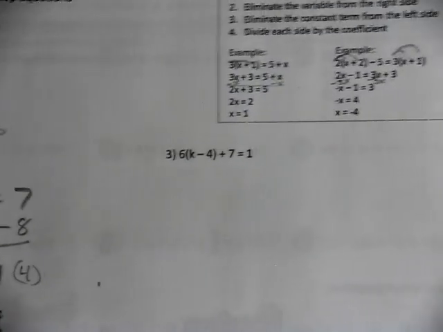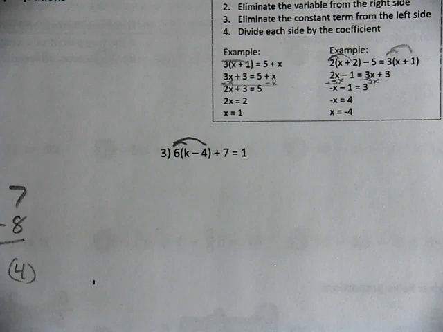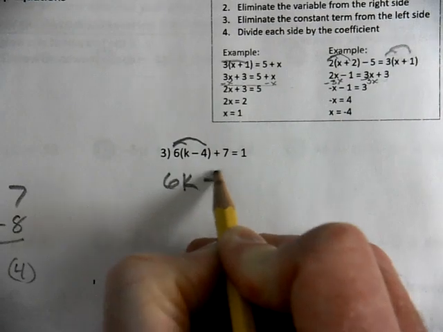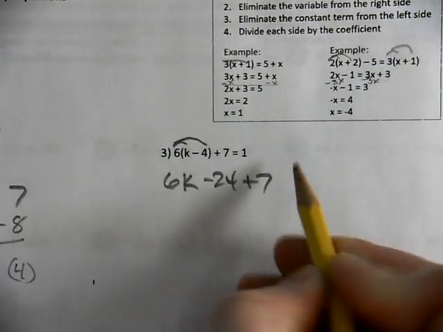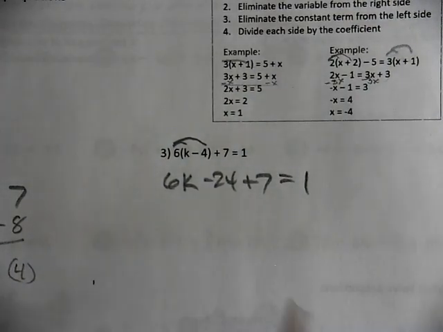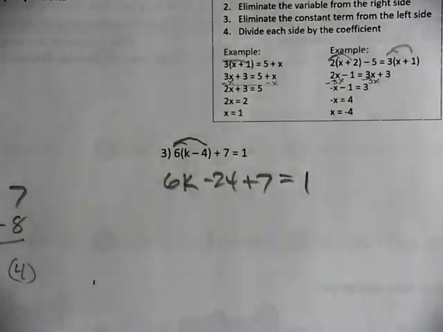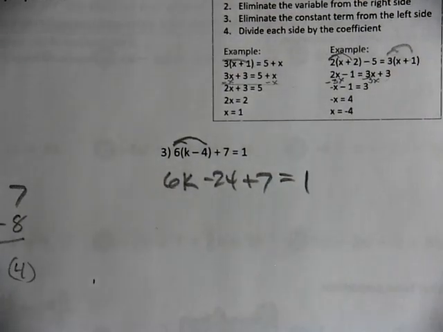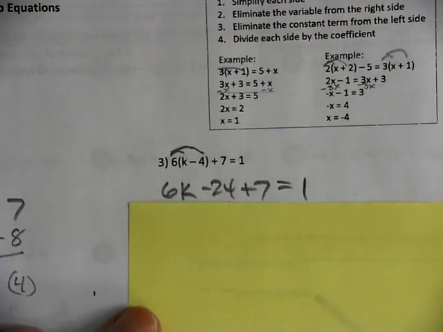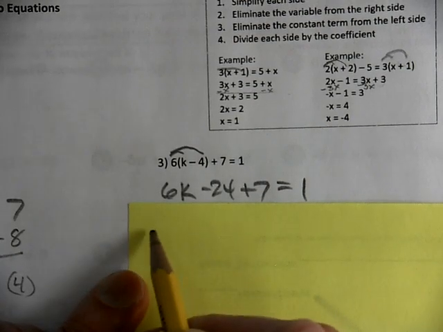Last one. Here we have parentheses. With parentheses, you need to distribute into each one. So this is 6k minus 24 plus 7 more equals 1. Now, as we look here, there are some different strategies in terms of how you can handle this. Most of you just might go straight to a calculator. Would totally work. You can also say that you have 7 pluses.